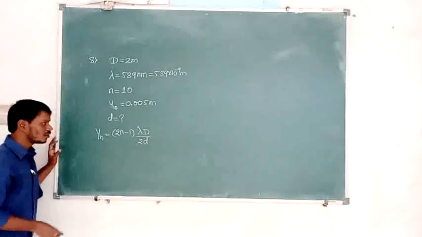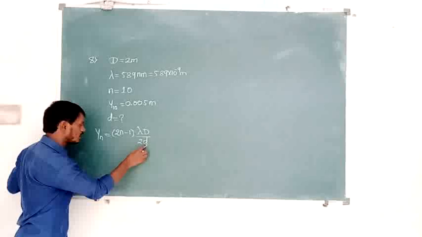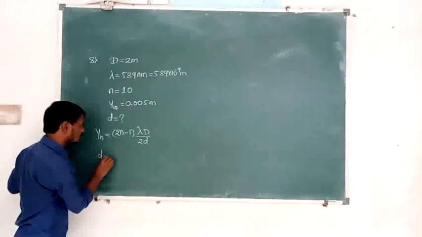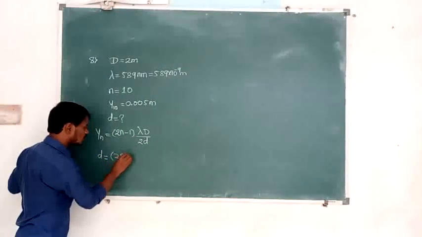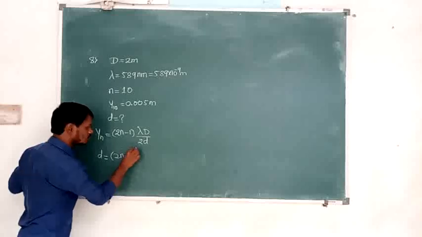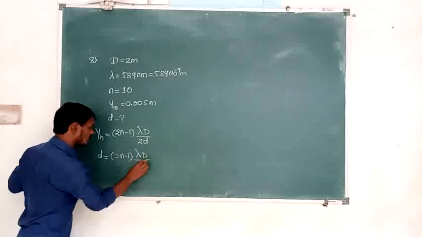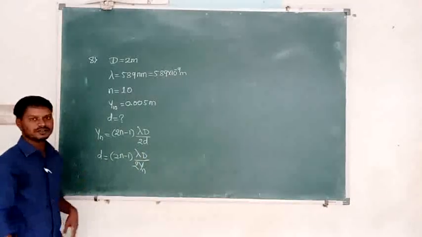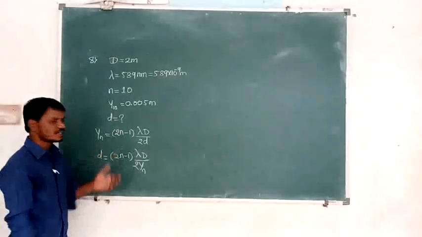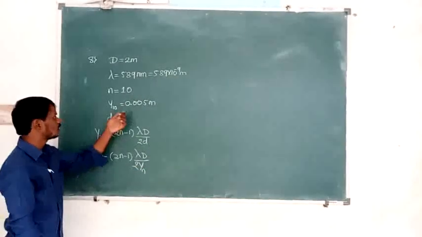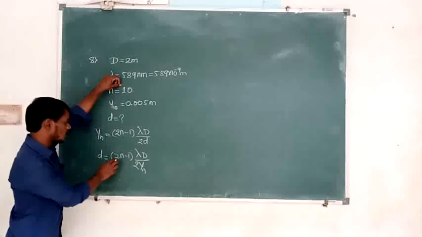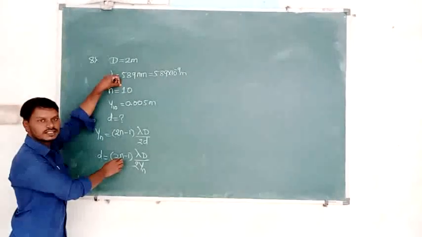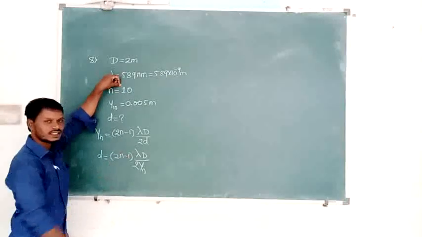Okay. So what is our aim? Our aim is to find small d here. Then small d is equal to (2n minus 1) lambda into capital D divided by 2 yn. I will take d to the left hand side. Then substitute the values. Already you know all the values here. So what is n here? n is 10. 2 into 10, that is 20. 20 minus 1, that is 19.